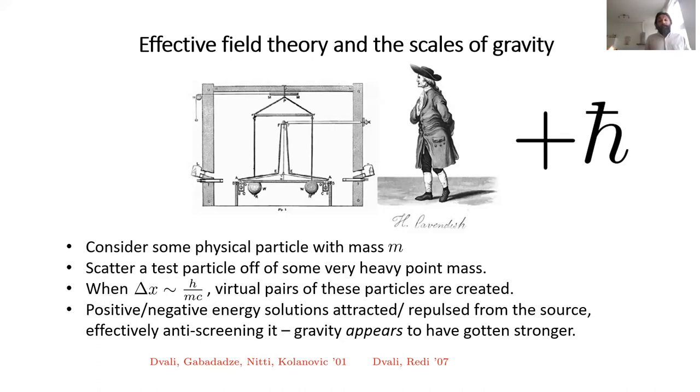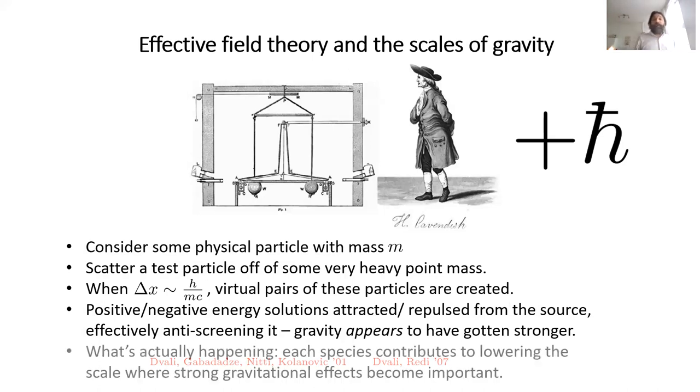Dvali and collaborators reason that there's a positive and negative energy solution that is either attracted or repelled from the source. What it basically looks like is that the mass you're scattering off has effectively gotten bigger. So gravity appears to have gotten stronger. The source has been anti-screened, as it were. This sounds a bit weird, but it is definitely true. What is actually happening is that the scale at which gravity becomes strongly coupled is lower every time there's a possibility of a species being virtually created in any scattering process.